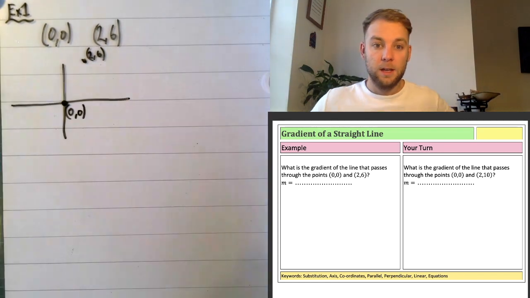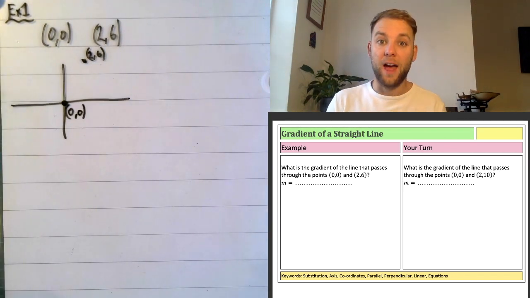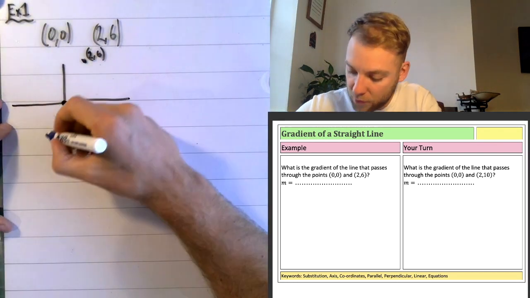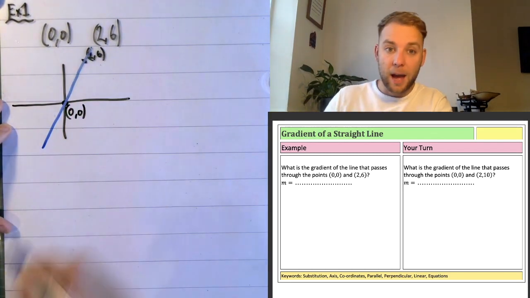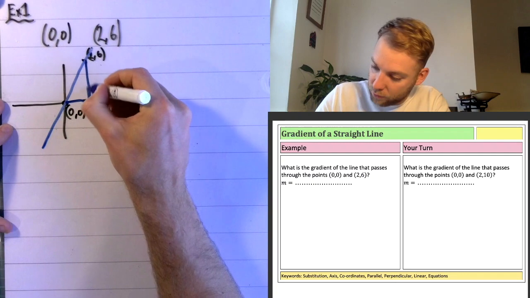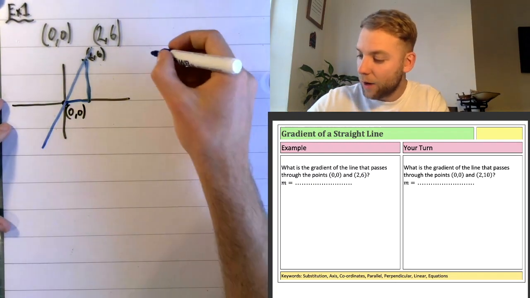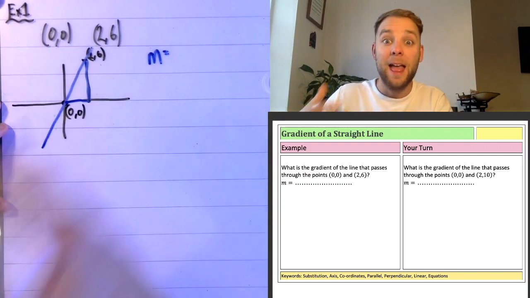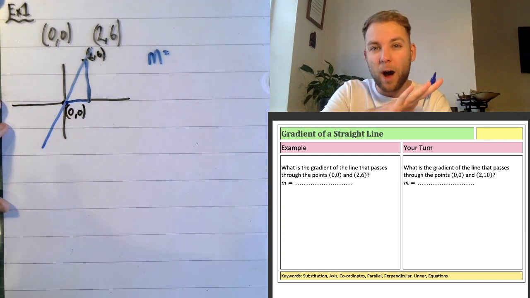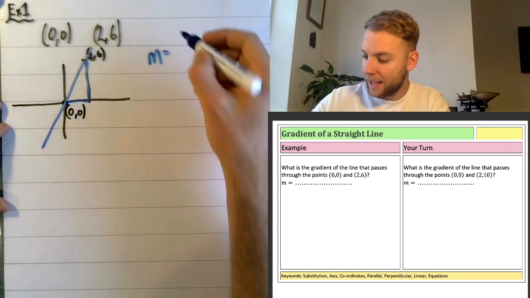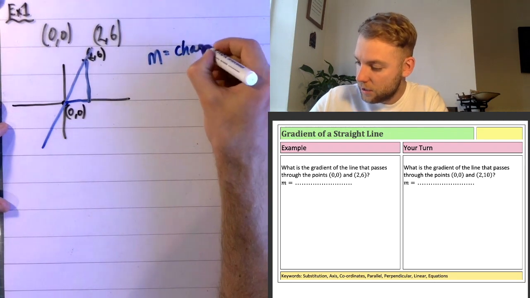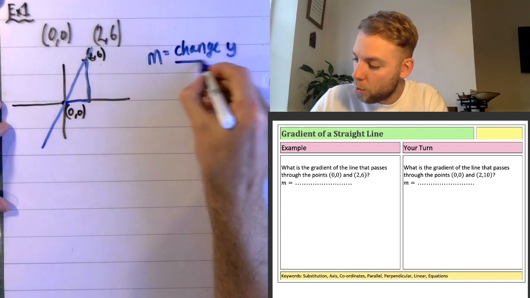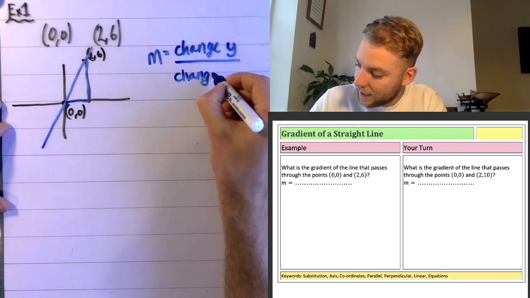So now the key to finding out the gradient of any line is to draw a triangle on the graph. So if I've got this straight line, I'm going to connect these points up with a right-angled triangle. Now the reason that I do that is because the gradient, M. Now this M here, you might think, why is he writing an M? M stands for gradient when we're doing it. We'll talk about why that is later on. But right now, the gradient is equal to the change in y over the change in x.